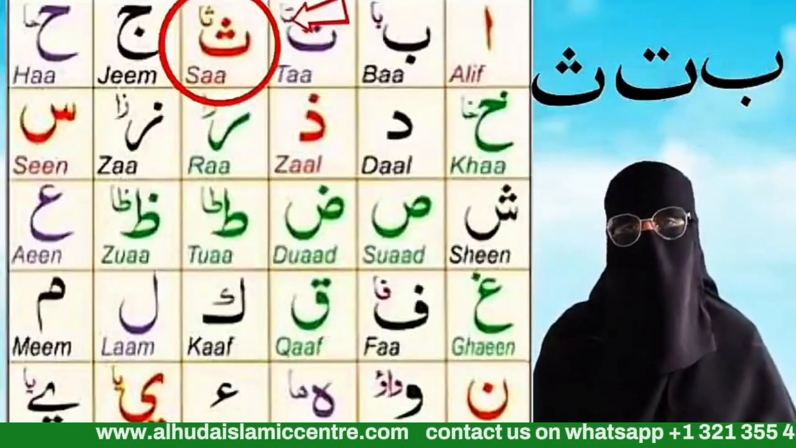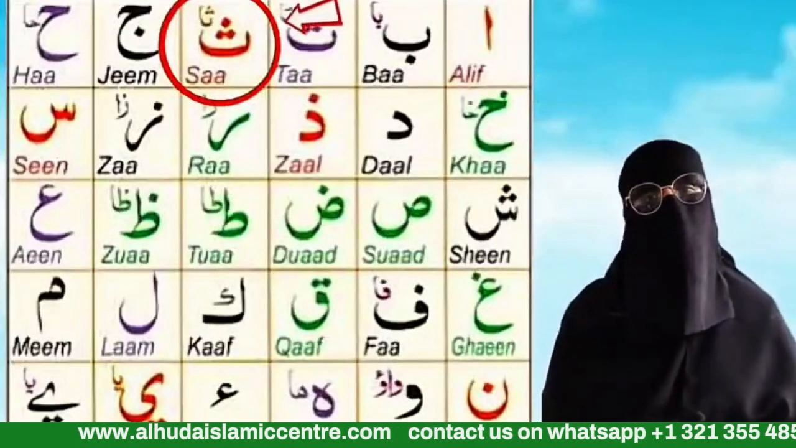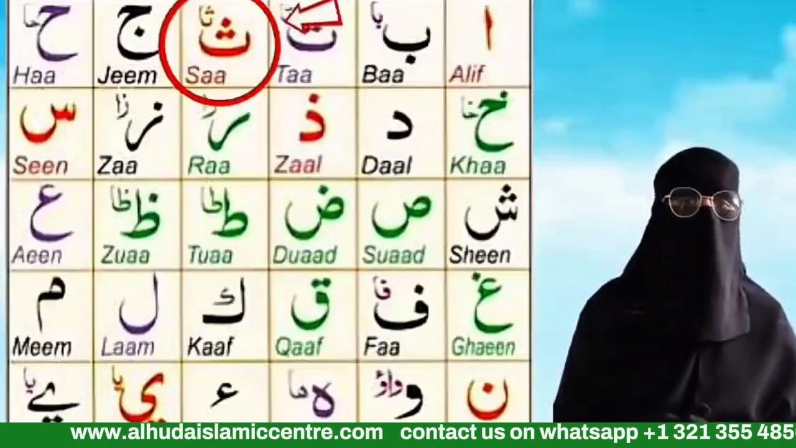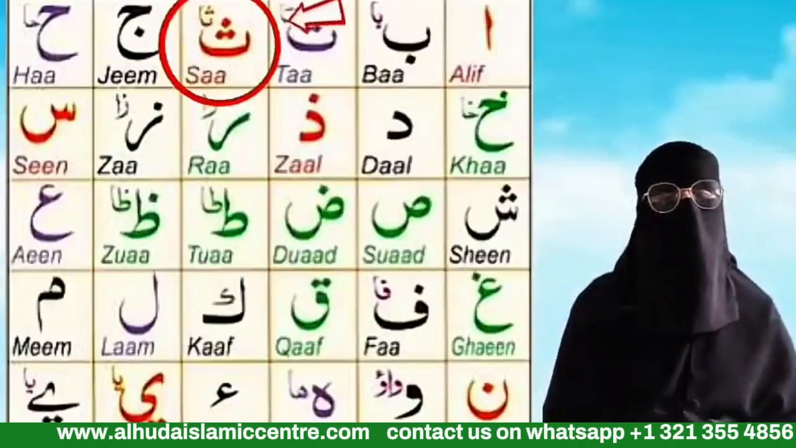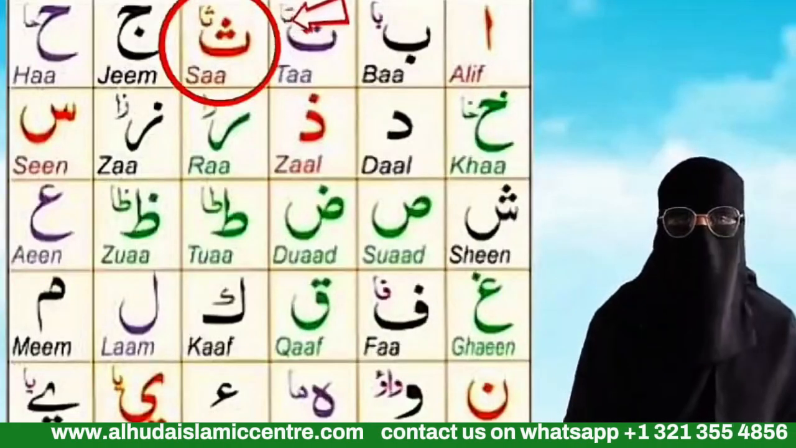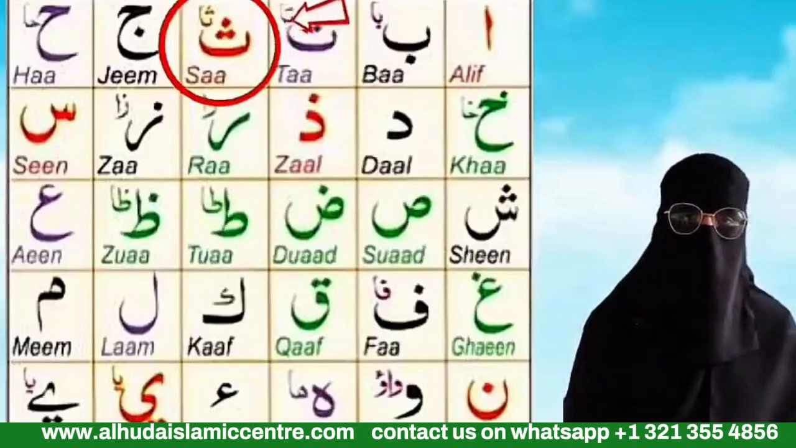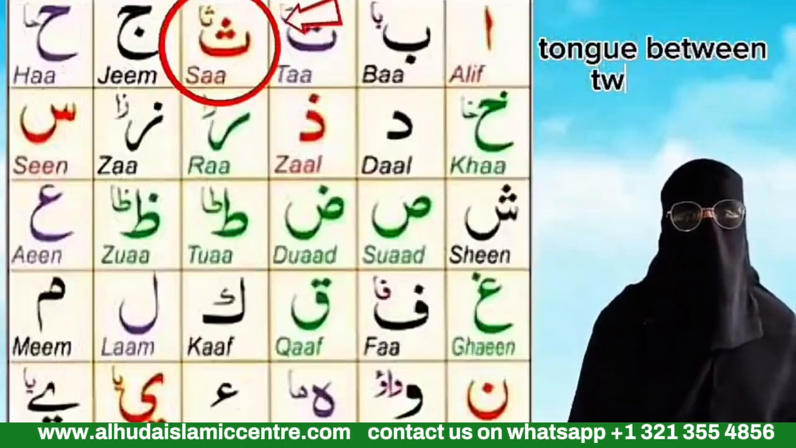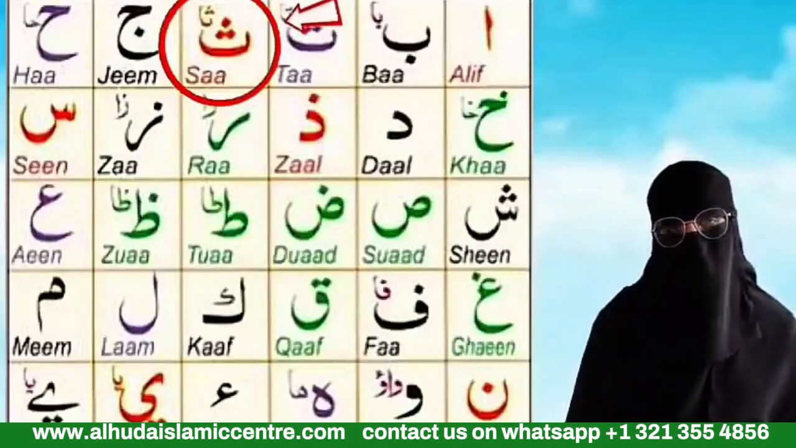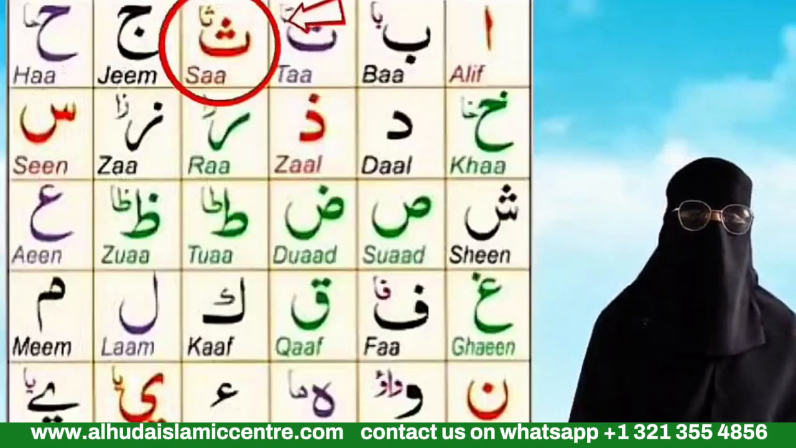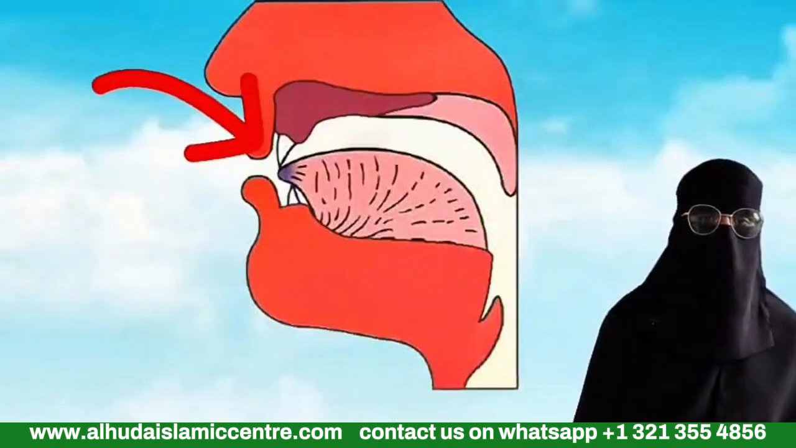Now the next letter. You can see Ba, Ta and Tha, these three are a family. They have the same shape with a little bit of difference. Now this letter has three dots above it. The sound of Tha is basically like the "th" in "think", without voice. It's voiceless, remember this. The point of emission of Tha is the tongue between the two teeth, between the upper and lower teeth. You have to press your tongue between the upper and lower teeth as shown on the screen, and then pronounce this letter Tha.